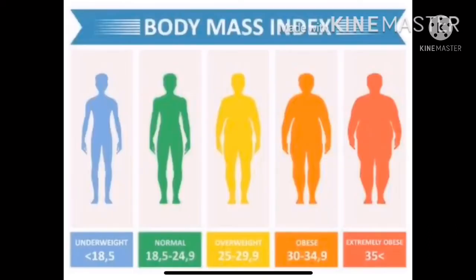So, with the help of BMI, you can find out whether a person is obese, underweight, or normal weight. This is the chart in which it is shown that the BMI of a person which comes under the category of obese is 30 to 34.9, and extremely obese is more than 35 BMI. If a person has more than 35 BMI, then it comes under the category of extremely obese.